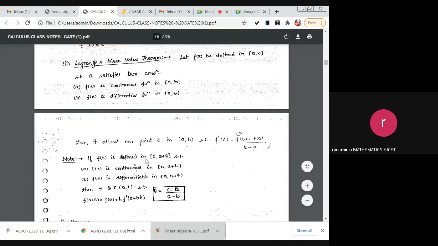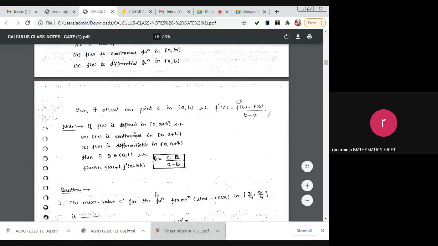If f of x is defined in the closed interval a comma a plus h such that f of x is continuous and f of x is differentiable, then there exists some theta belongs to 0 comma 1 such that f of a plus h equals f of a plus h into f dash of a plus theta h. That is, theta is c minus a by b minus a. Okay, this is a result you also have to remember.